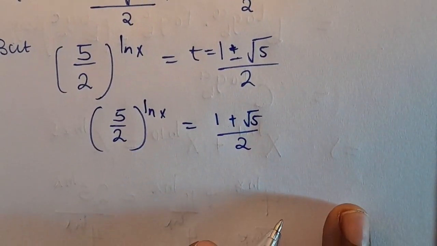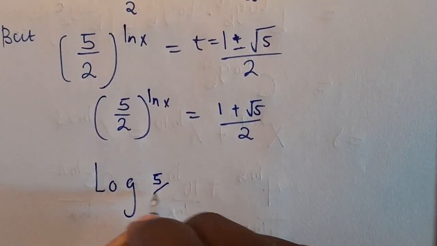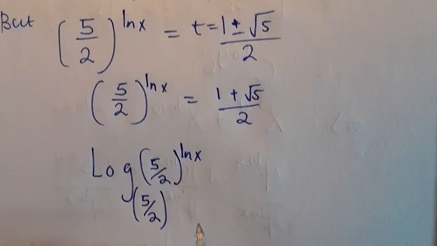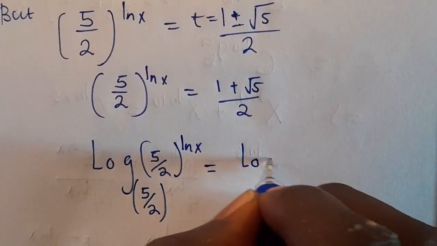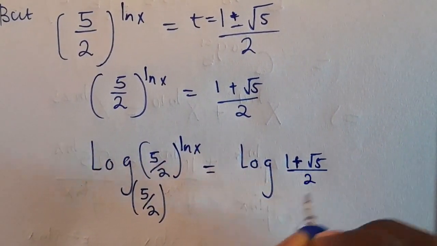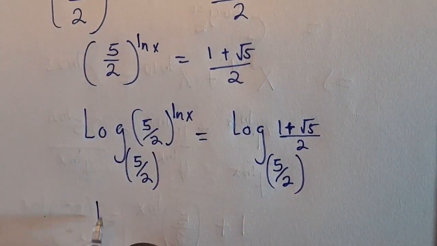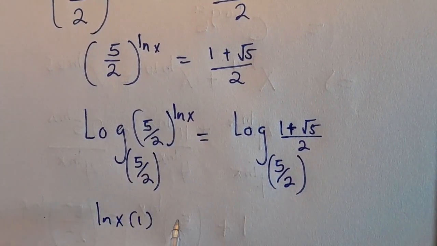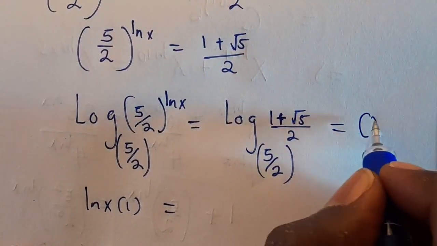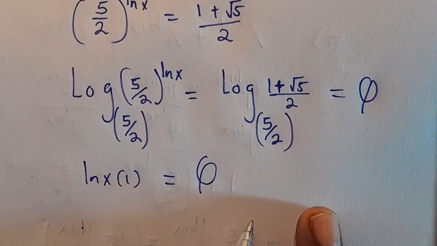Now, let's introduce log to both sides. When you have log of 5 divided by 2 all to the power of ln x in base 5 divided by 2 to be equals log of 1 plus root 5 divided by 2 in base 5 over 2. So from here, this will be ln x multiplied by 1. This will be 1. Then we have the whole of this as, let this one be equals this sign. When this one equals this sign, so we have here to be this.